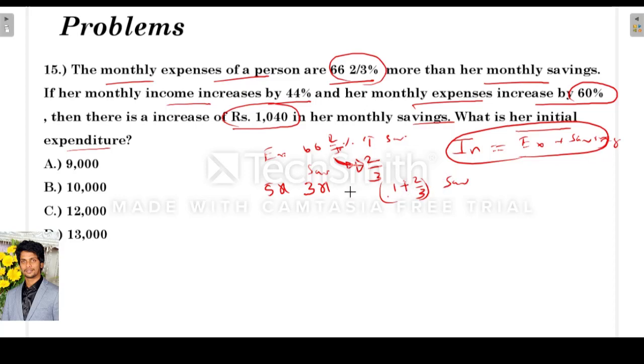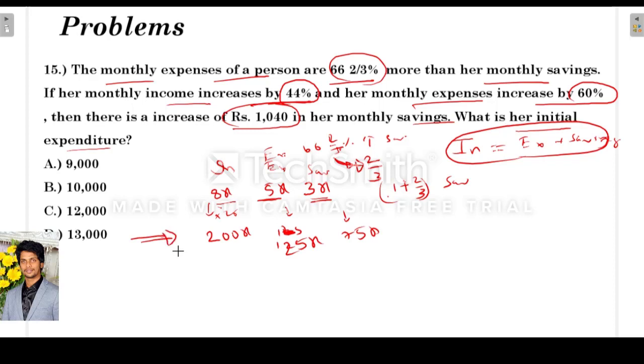So if we take savings as 3x, then expenditure will be 5x. So the income will be 8x, and they are telling the income increased by 44%. If it is in terms of 100, then it will be easy for us to calculate. So let us multiply this with 25. It will be 200x, and this will be 125x, and this is 75x. I am doing this just for our convenience, okay? Now this becomes our initial assumption. So we are assuming that income is 200x, then the expenditure will be 125x and savings will be 75x.